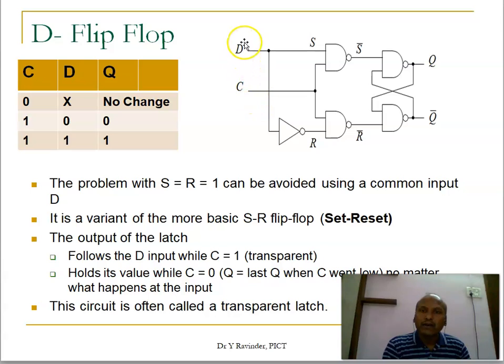Say for example, I have applied here 1. Earlier it was 0. I have applied 1 and this is 0. So as long as this is 0, even if I change this, that change will not influence this output. But before changing this, if I change this, after I change it to 1, this will be passed on to this. So it is also called a transparent latch. So this is done by using an RS flip-flop.